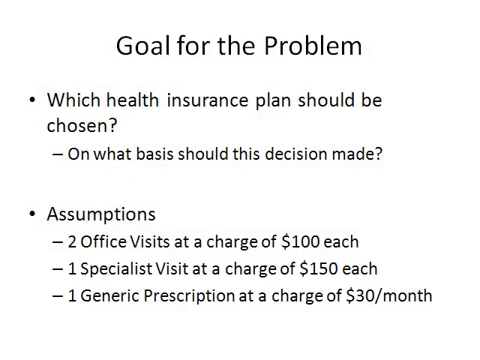My goal was to decide which of these plans I should choose. I wanted to pick the plan with the lowest total annual cost, assuming several visits to my doctor and a specialist. The visits to my primary care physicians incur a charge of $100, and the visit to a specialist incurs a charge of $150. I will also assume a single generic prescription that is charged at a rate of $30 per month.